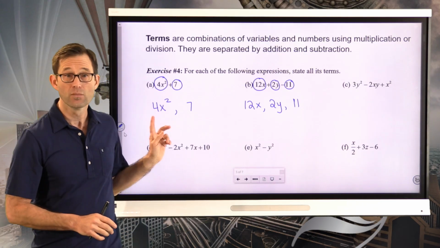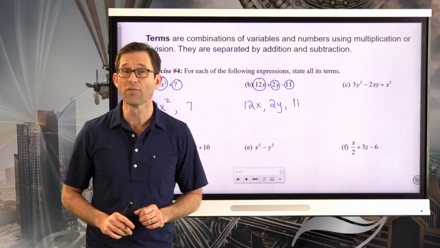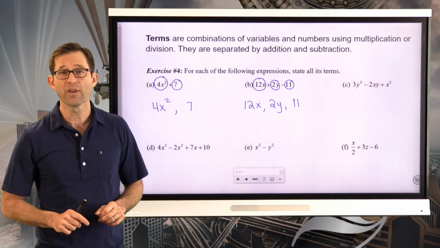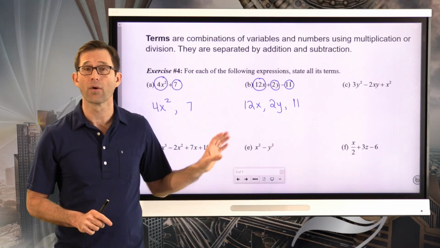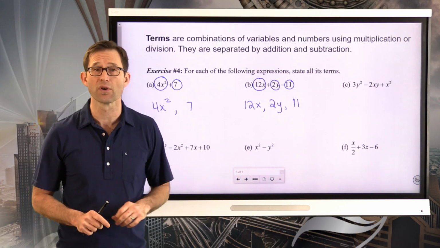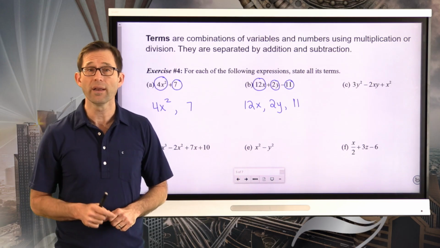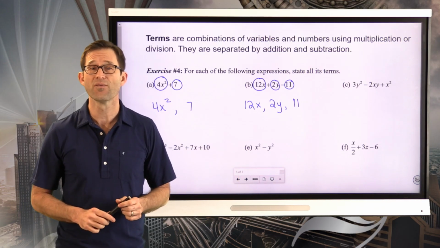All right, now we've done A and B, and this isn't too difficult. So what I'd like you to do is pause the video now and see if you can write down all the terms for each one of these expressions, and I would suggest starting the way I did by just circling them. Pause the video now.